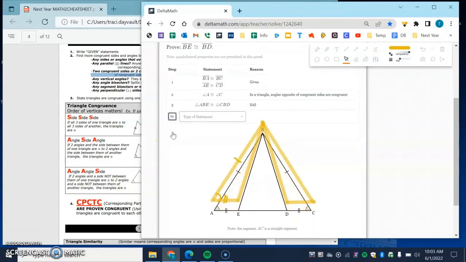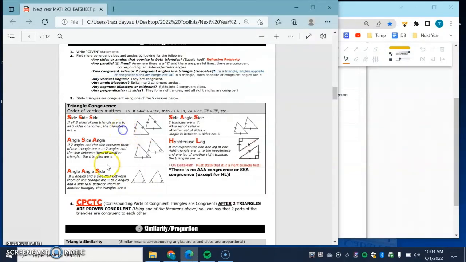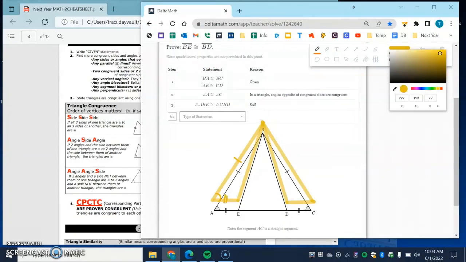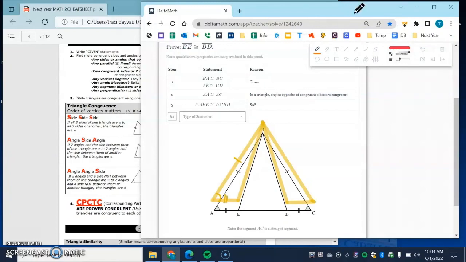Now that I know that these two triangles are congruent, the last step in a lot of these is CPCTC. Since I know that these two triangles are congruent, then I know that corresponding parts of them are congruent, and BE and BD would have to be congruent because they're part of congruent triangles, they're corresponding parts. So I would say that those are congruent by CPCTC.